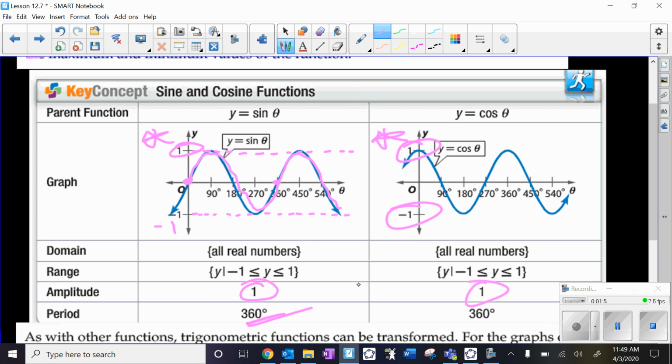The same thing is true for cosine. Even though it starts in a different location, based on looking at the x and y values, whenever we're talking about cosine or sine, we still started over at 360 degrees. Here we were at a height of 1 at 360, we got back to the height of 1, and we started over. So the period would be 360 degrees.